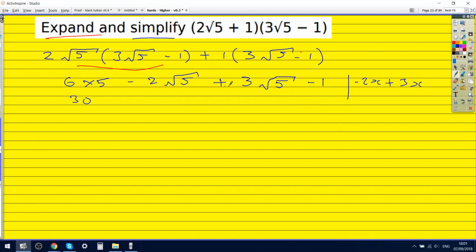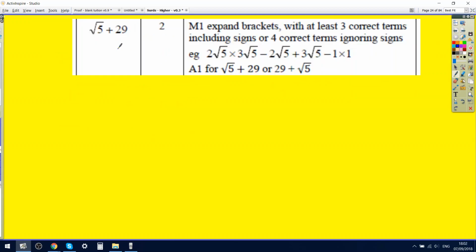So minus 2 root 5 plus 3 root 5? 1 root 5. Yeah. And we had minus 1 at the end. Can you make it even simpler? 29 and 1 root 5. Well done. And can you make 1 root 5 simpler? Root 5. Yeah. 29 root 5. Well done. You got it. 29 plus root 5, or root 5 plus 29.